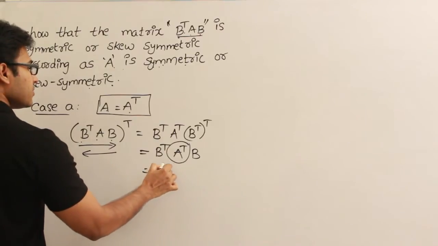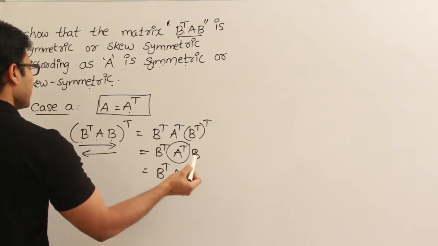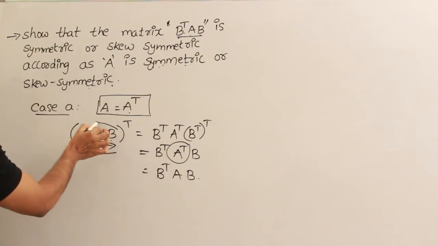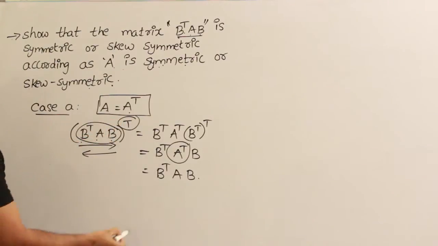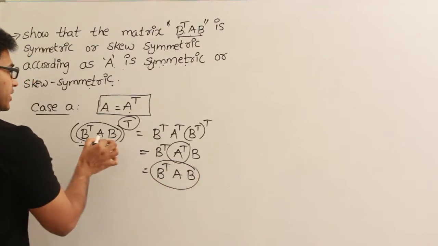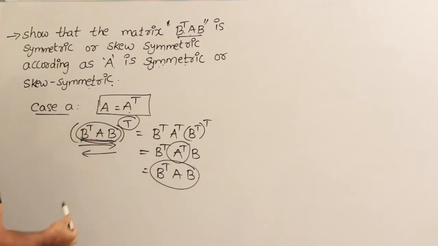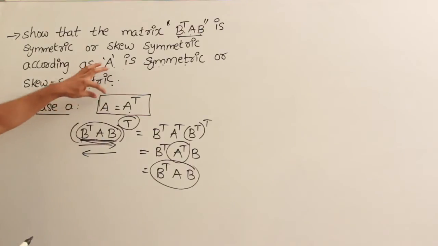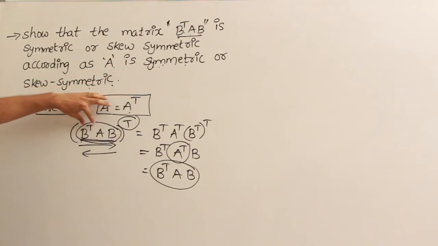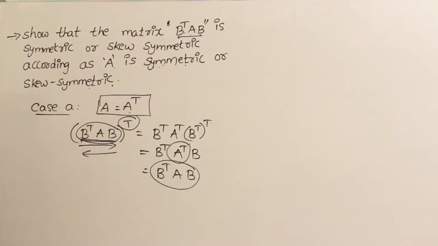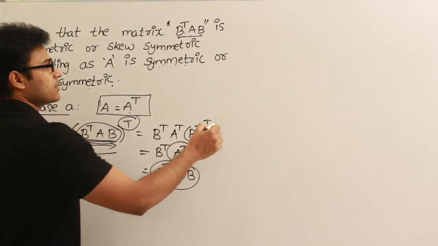So what do we get? B transpose AB, right? Now see this, we have taken a matrix and then applied the transpose and we got the same matrix. Then what can we say about this matrix? This is symmetric. Got it? So if A is symmetric, then B transpose AB is symmetric, right? Now let's see case B.